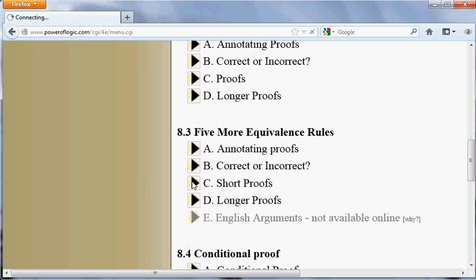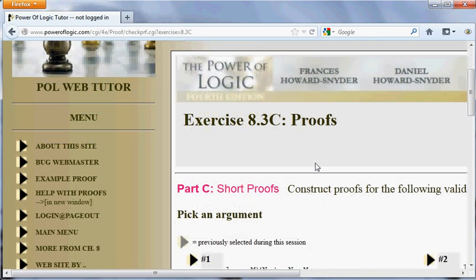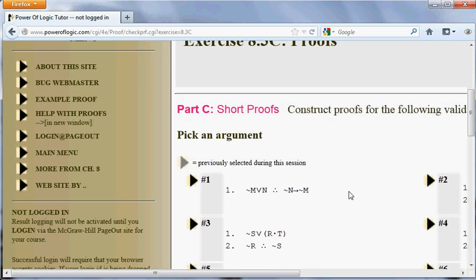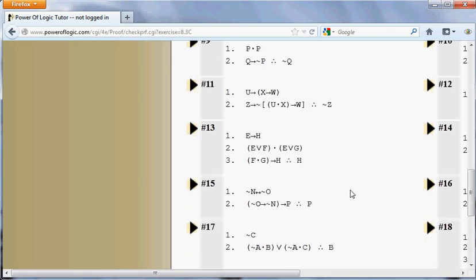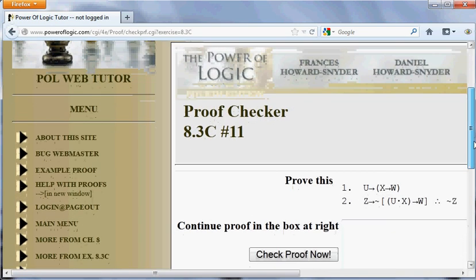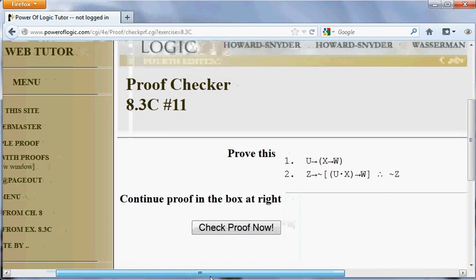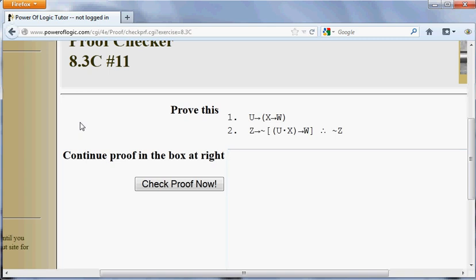I'm going to do one from 8.3c. Exercise 8.3 involves 5 equivalence rules that are introduced in that section, but it also incorporates some of the rules that are used in the preceding section, 8.2. I'm going to go down to number 11. This is going to be a short proof, but somebody in my logic class recently wanted to see a proof with a certain rule, so I'm going to do one with that rule.